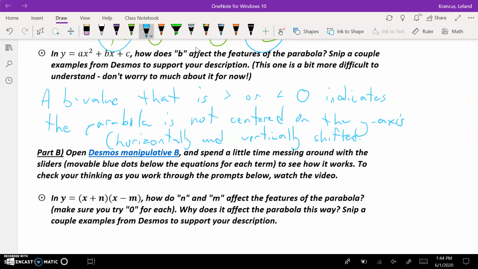But the direction that it goes and everything is a little bit fickle to follow. So we're not going to write a hard rule for that. But just suffice to say, if you have ax squared plus bx plus c, there's a bx term, it's no longer centered on the y-axis.